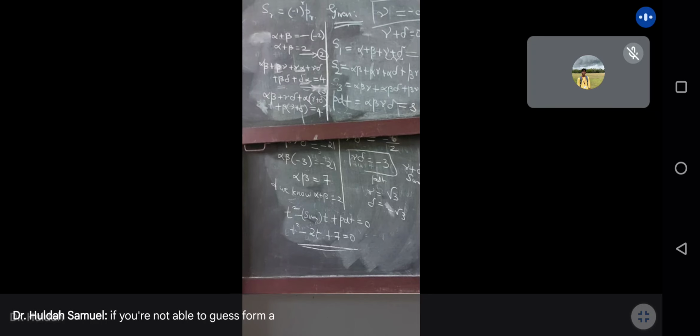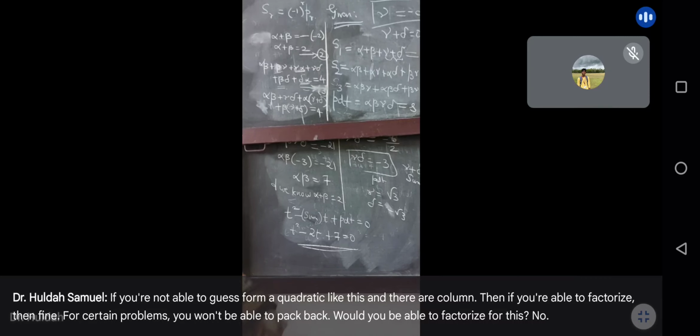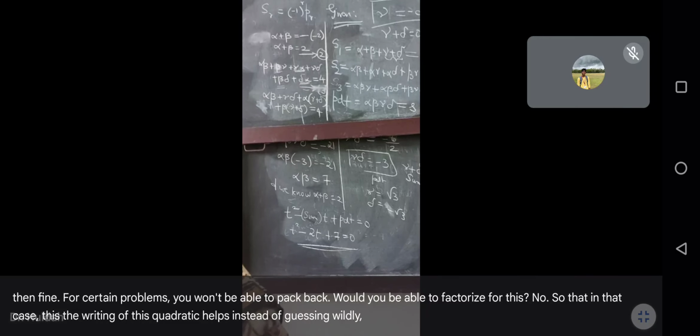If you're not able to guess, form a quadratic like this in the rough column. Then if you're able to factorize, then fine. For certain problems, you won't be able to factorize. Would you be able to factorize for this? No. So in that case, writing this quadratic helps instead of guessing wildly. Okay? Get it? Now in this particular one, we're not able to factorize.